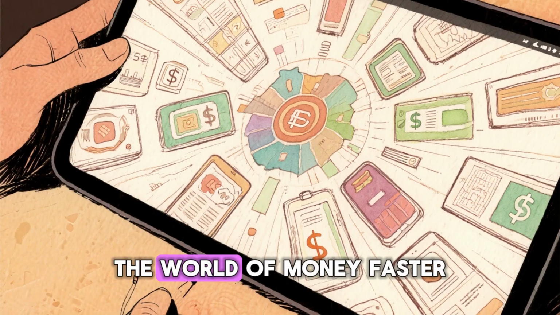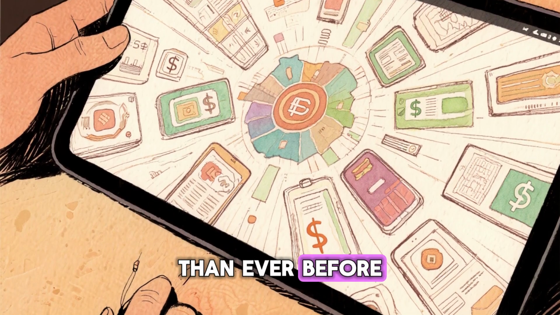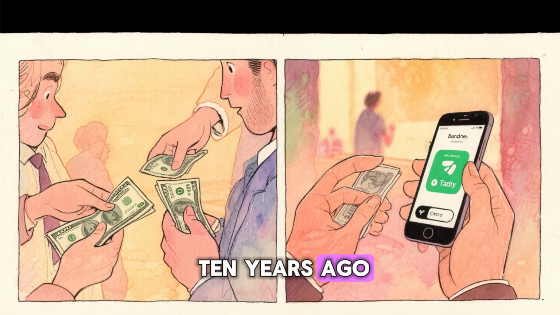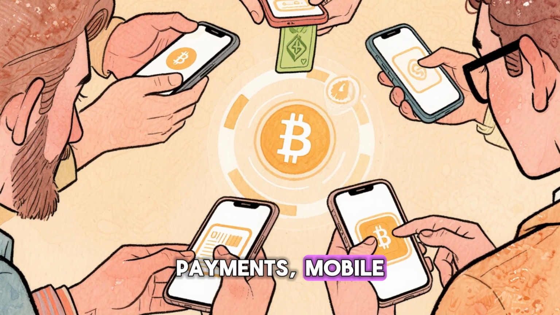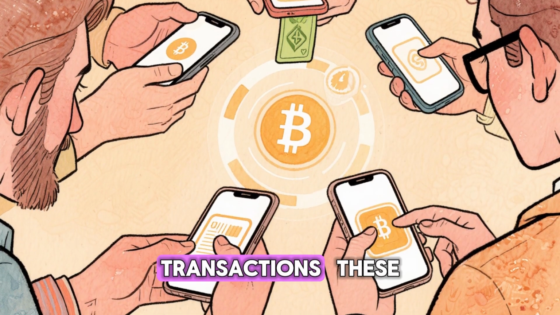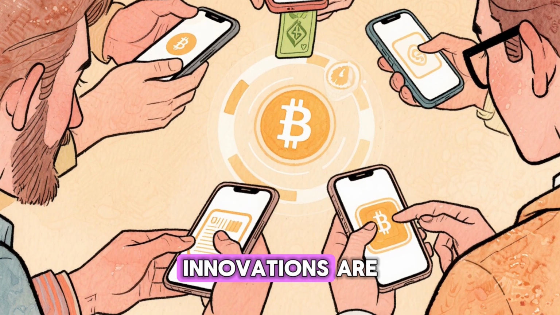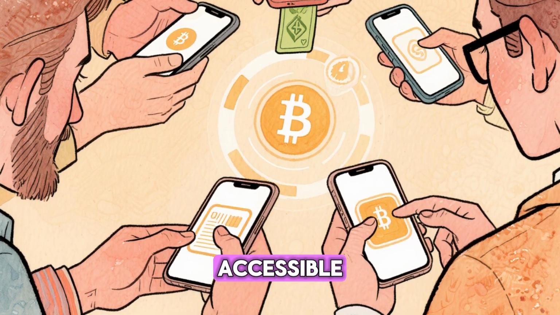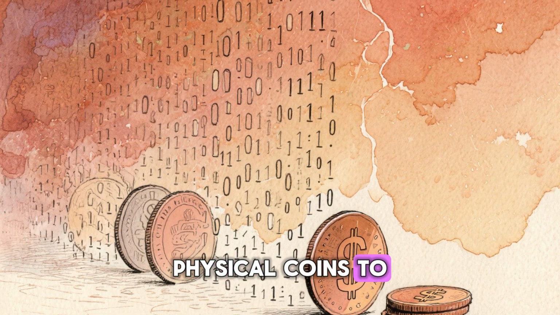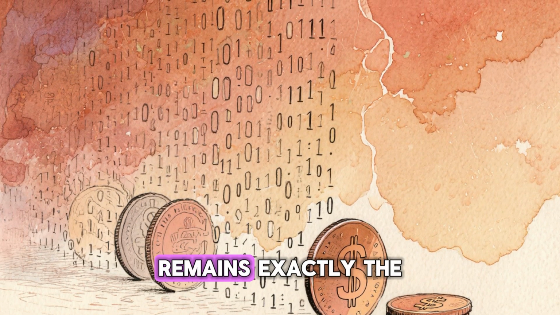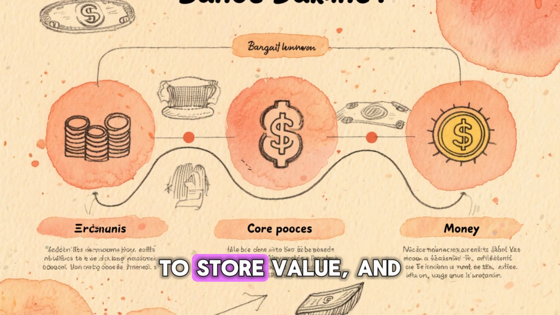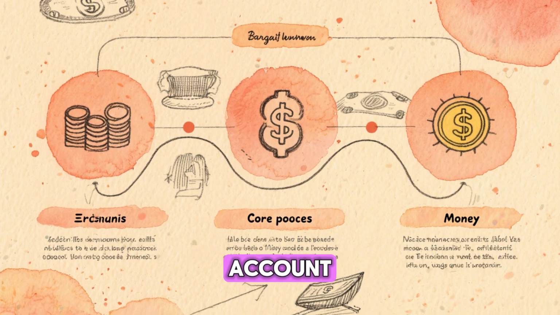Technology is changing the world of money faster than ever before. Think about how you pay for things now compared to 10 years ago. We have digital payments, mobile wallets on our phones, and the rise of cryptocurrencies that allow for instant global transactions. These innovations are making money more convenient and accessible. But even as the form of money changes from physical coins to digital code, its core purpose remains exactly the same. It's still a tool for exchange, a way to store value, and a universal unit of account.